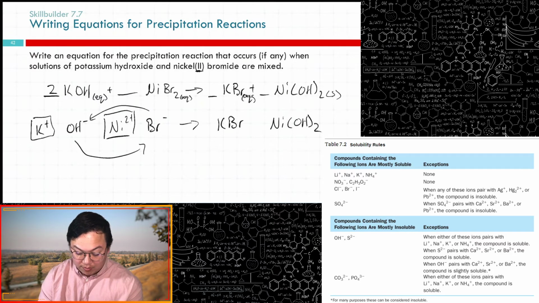Now we've changed the number of potassiums. So we can move to the right side and see, okay, we have one potassium on the right, one on the left, or 2 on the left. So we add a coefficient here, which changes the number of bromine. Then we check bromine on the left.